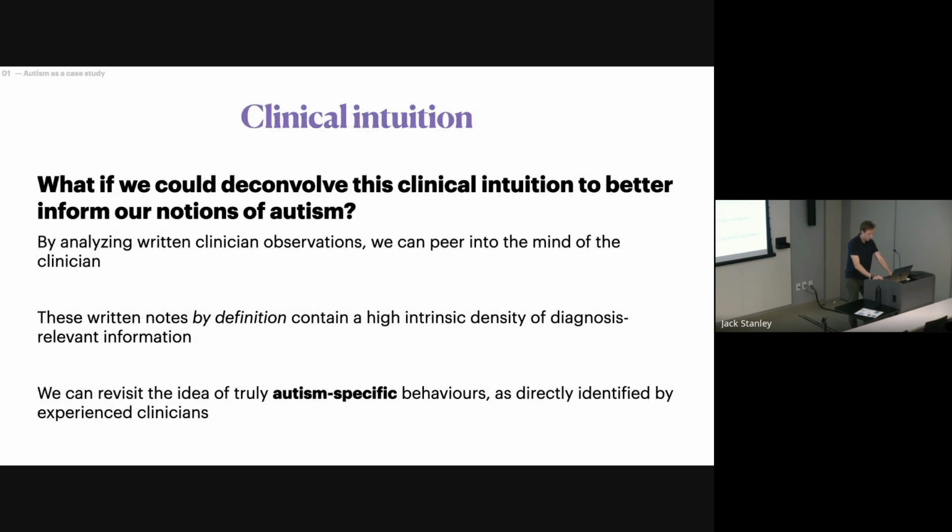So the idea here is, what if we could deconvolve this clinical intuition to better understand autism and autism-specific behaviors? To do this, we would analyze written clinician observations, and we could maybe peer into the mind of the clinician by doing so. These written notes contain, by definition, the highest intrinsic density of diagnosis-relevant information, because this is what the physicians are actually using to make their diagnosis. And in doing so, we could maybe revisit the idea of truly autism-specific behaviors, which have been directly identified by experienced clinicians and written down in these clinical notes.